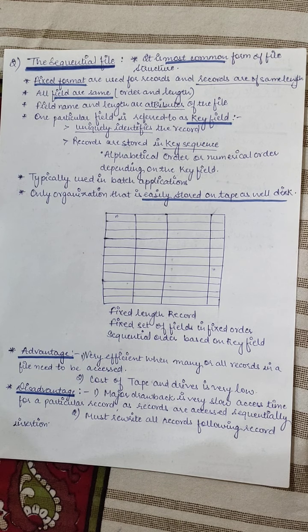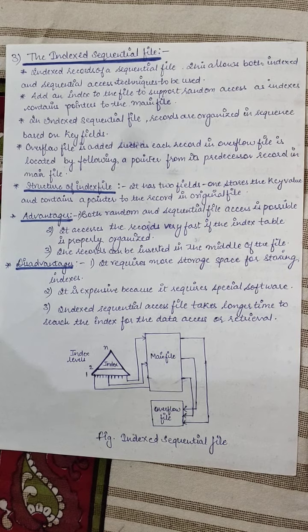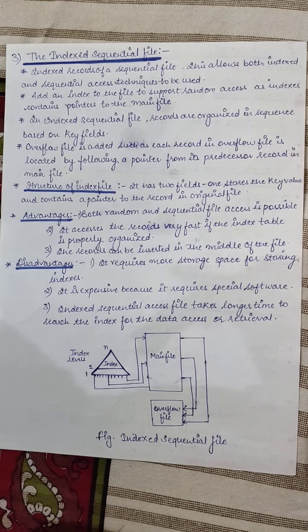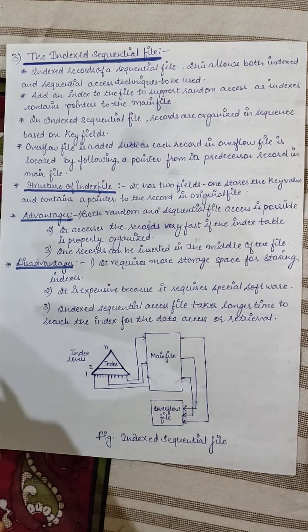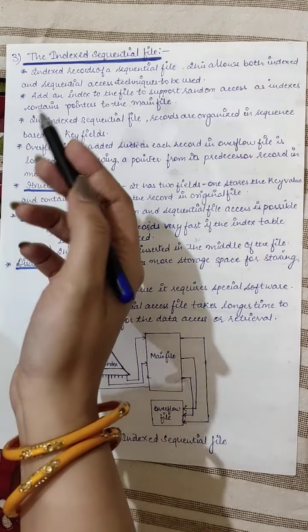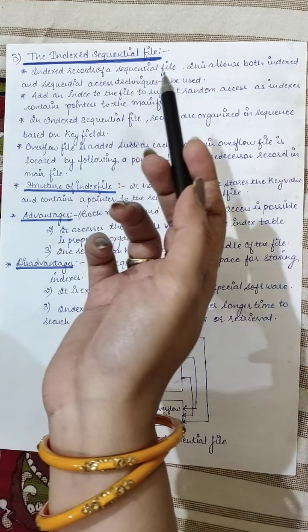Next in the row we have indexed sequential file organization. So the next one we have is index sequential file. As the name suggests, it is a combination of index and sequential organization. So they are indexed records of a sequential file.